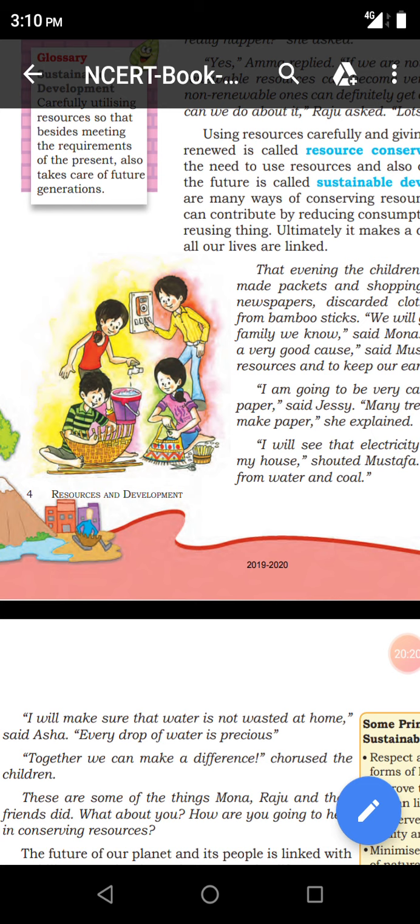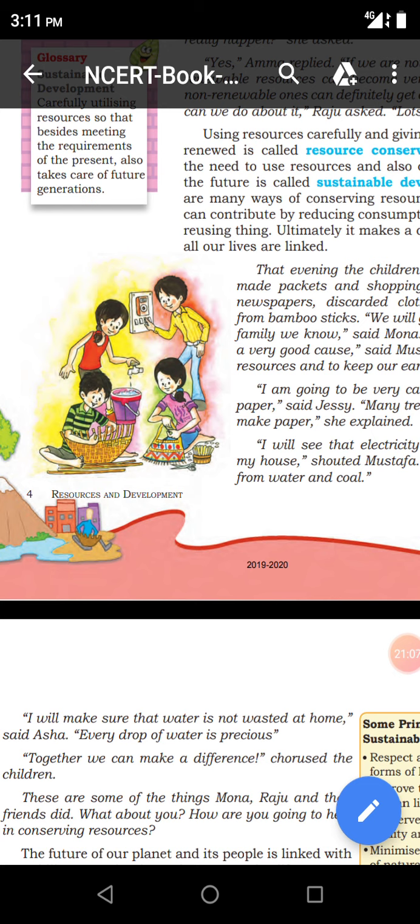It is the concept of using resources carefully so that they do not end up quickly. The future generation also needs these resources, but if we keep using them at a fast pace, they may end up, thus posing problems for the future. We should use resources in such a balanced way that we satisfy our needs as well as conserve them for the future also. This concept is called sustainable development.